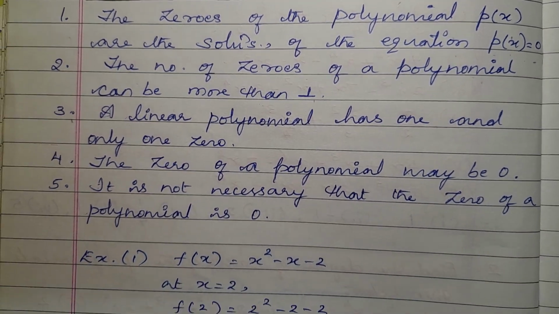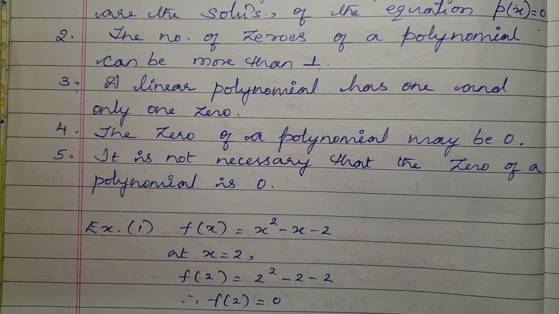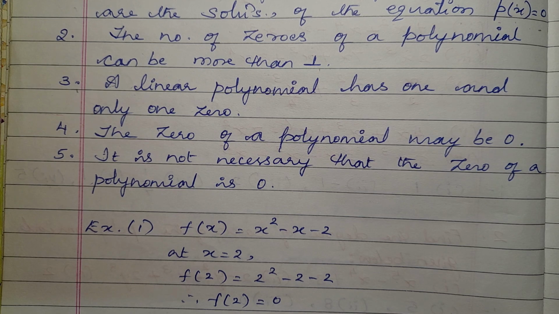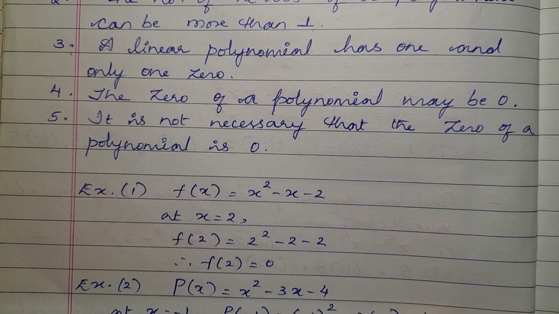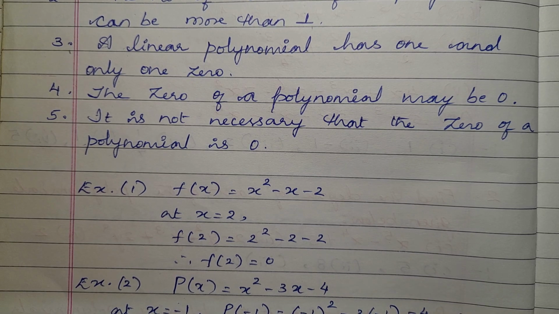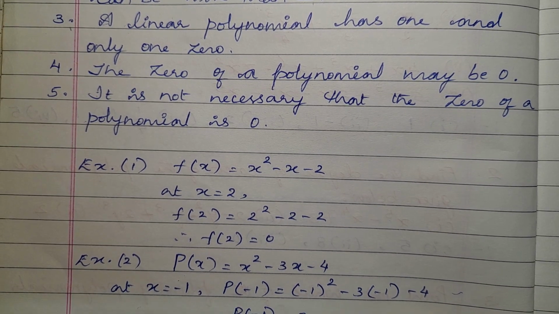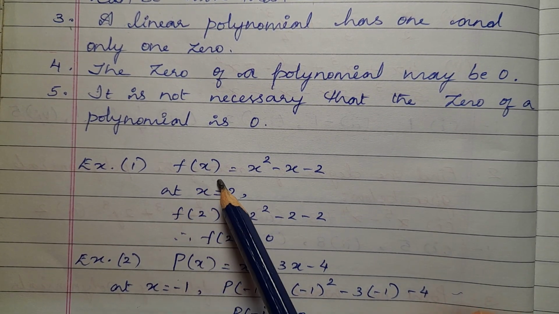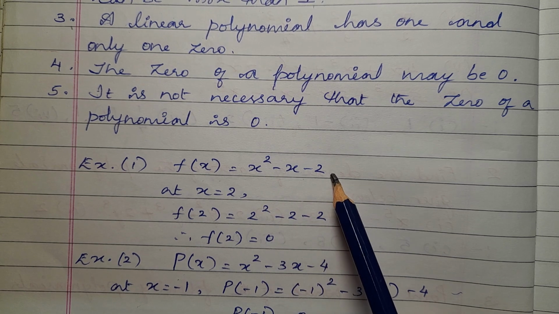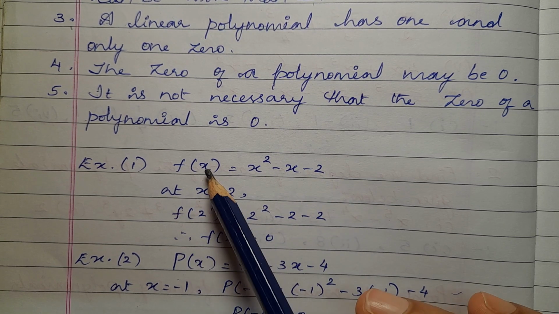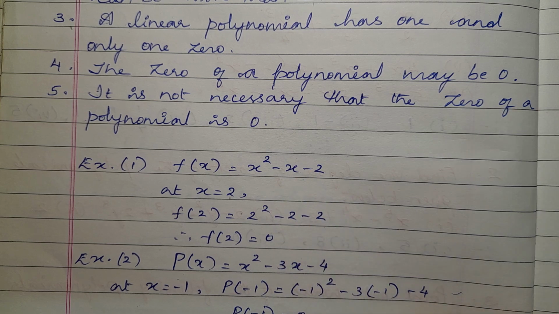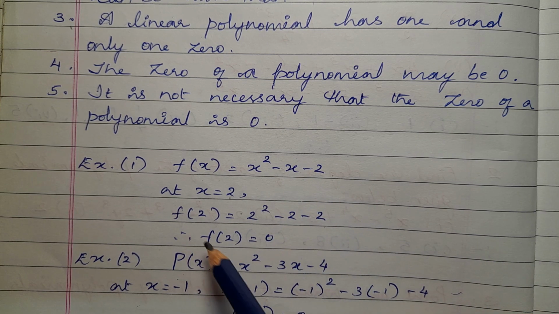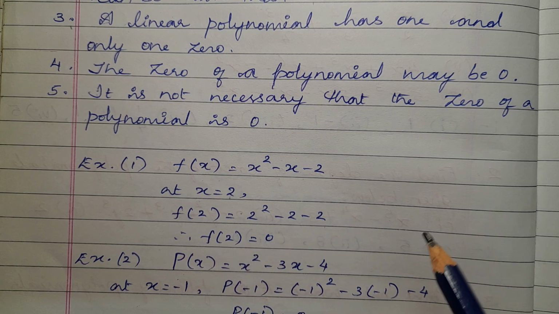Next, fourth, the zero of a polynomial may be 0. Fifth point, it is not necessary that the zero of a polynomial is 0. Example 1, f of x equal to x square minus x minus 2. At x equal to 2, f of 2 equal to 2 square minus 2 minus 2. So 2 square is 4, 4 minus 4 is 0. So therefore f of 2 is 0.